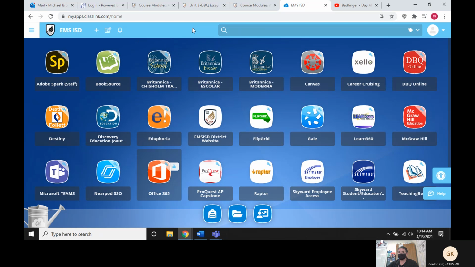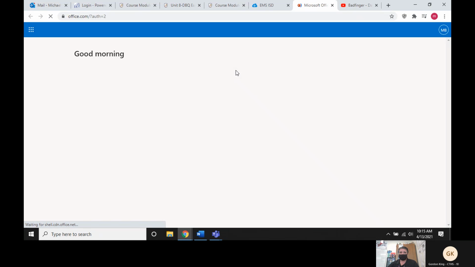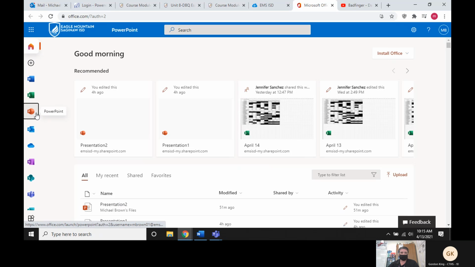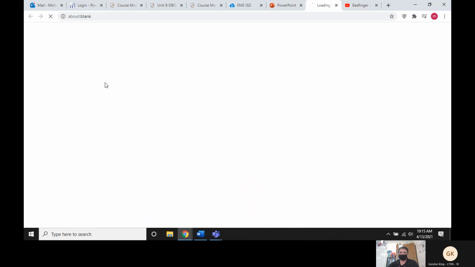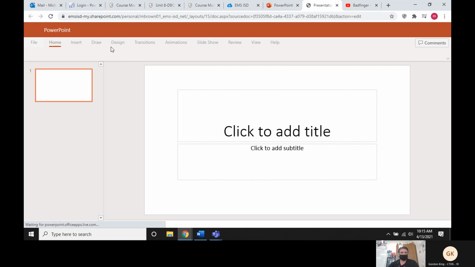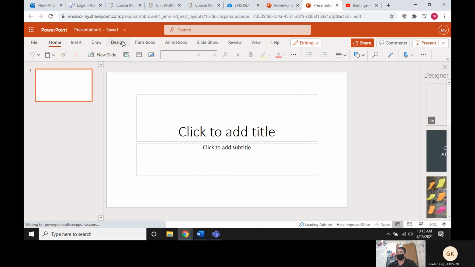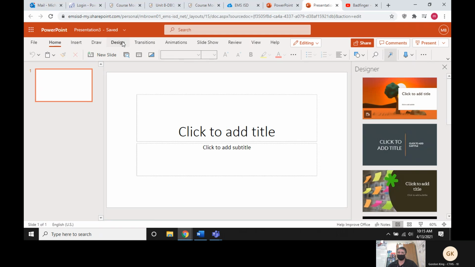If you go into your student SSO, you get into Office 365, they make it really easy to share your work in PowerPoint. So you go over to PowerPoint, you start a new presentation. You can horse around with the design and all that stuff. If you need help with that, let me know. But it's pretty straightforward once you play around with it a little bit. There's YouTube videos that can show you everything too.